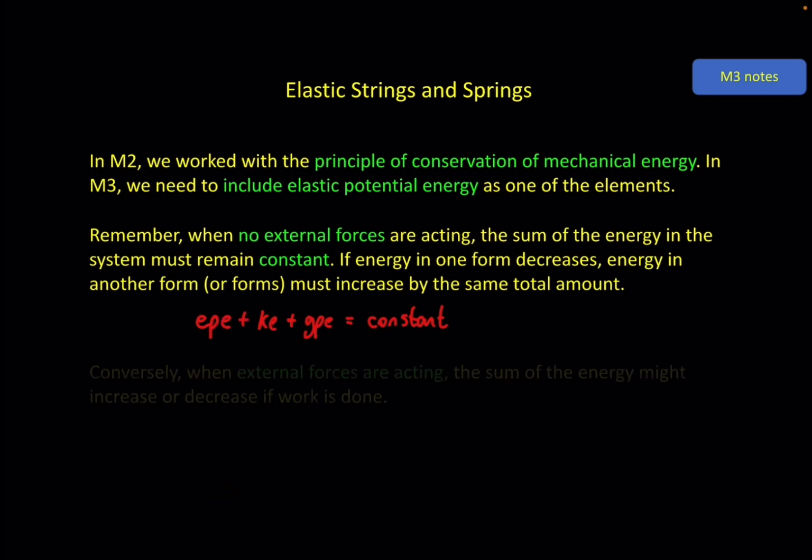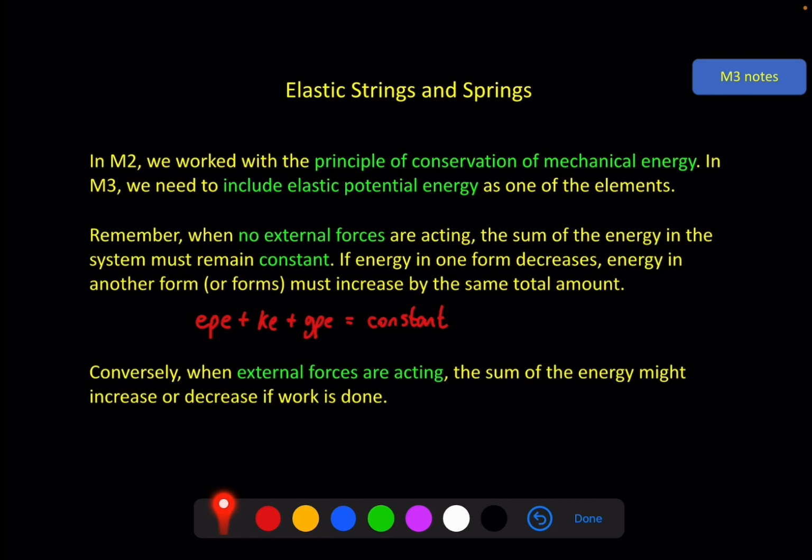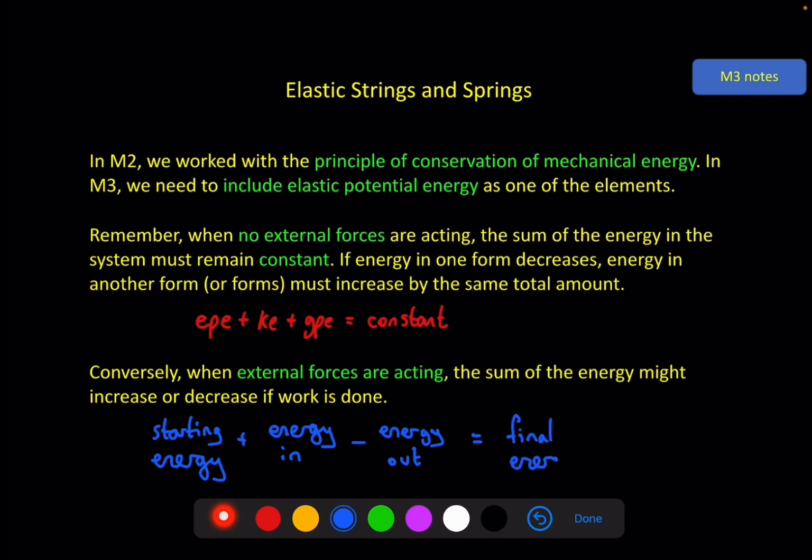However, if external forces are acting, then the sum of the energy might increase or decrease when the work is done. So if work is done to put energy into the system, then this value will increase. If work is done against, say, friction or other resistive forces, then the total energy in the system might decrease. And I might write that as starting energy plus energy in from work done by external forces adding energy into the system, like a push or a pull, minus energy taken out of the system by doing work against resistive forces like friction, and that will equal the final energy in the system, where the starting energy and the final energy will each be made up of these three elements. So not much new here. We're going to jump straight into some examples and then finish with a few exam questions.